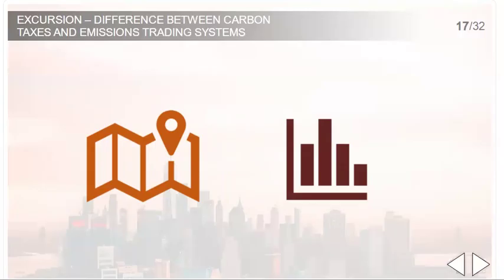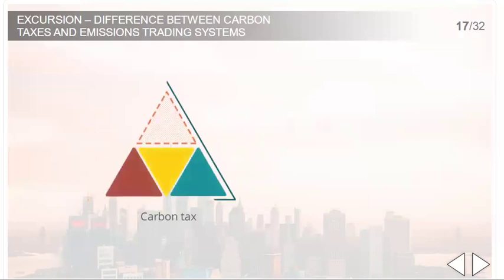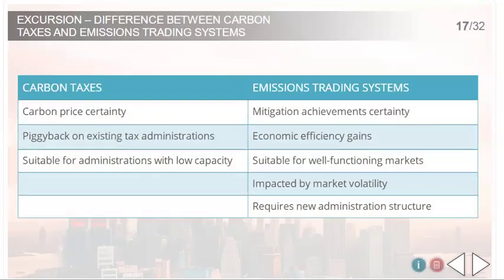From an administrative point of view, where a carbon tax can often be piggybacked onto an existing tax administration, an ETS usually requires a new administrative structure to track and enforce allowance ownership. This condition often makes carbon taxes more suitable for jurisdictions that lack the substantial capacities to implement emissions trading.